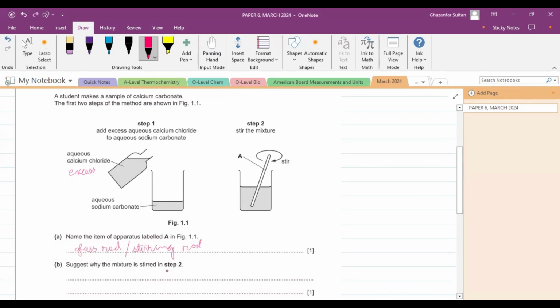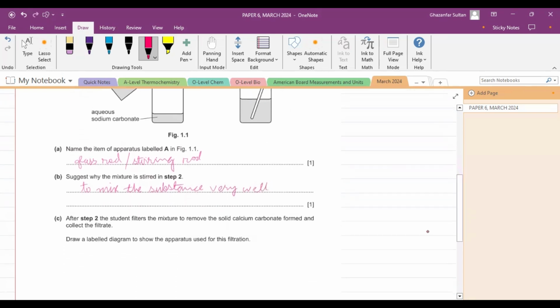Suggest why the mixture is stirred in step two. What's the reason? The mixture is stirred to mix the compounds or substances in the mixture. Yes, exactly. To mix the substances very well. Otherwise it will take time.